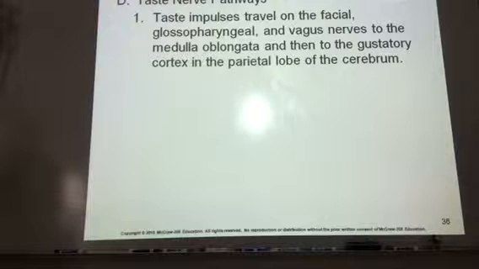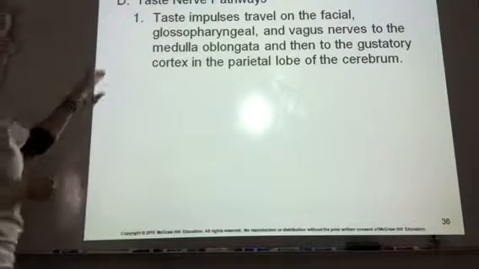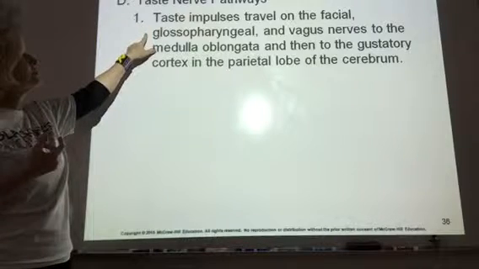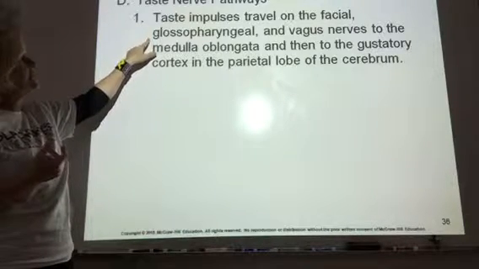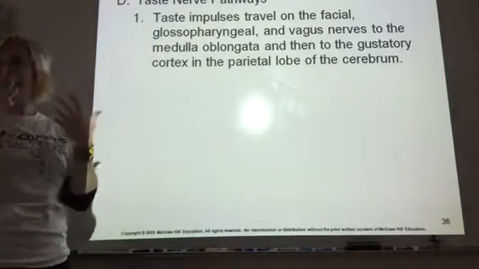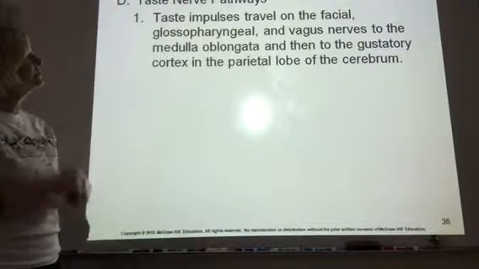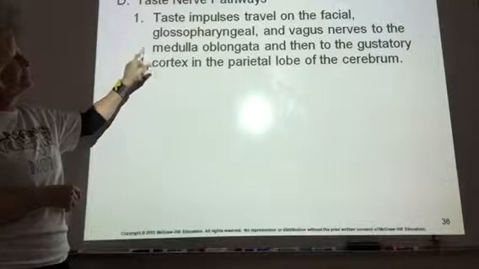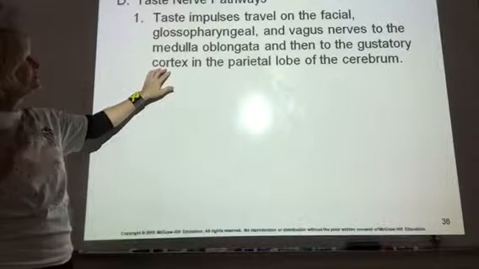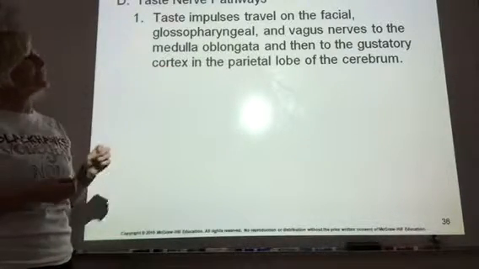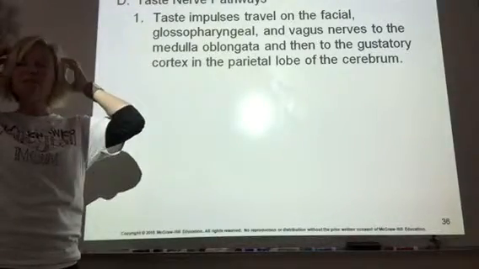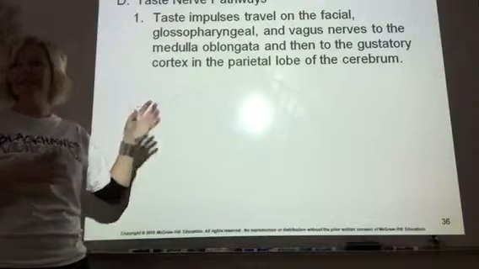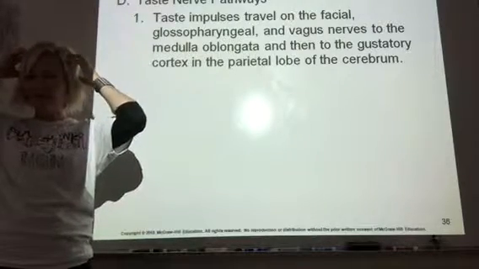Impulses, they're going to travel along different nerves. I don't expect you to remember these nerves or the path, but they're going to go through facial nerves, glossopharyngeal, and then a vagus nerve is a prominent nerve in your face. It goes to the medulla oblongata, and then the gustation or the gustatory cortex is in the parietal. So when your brain actually picks up what you're eating, it's basically picked up kind of in the sides.